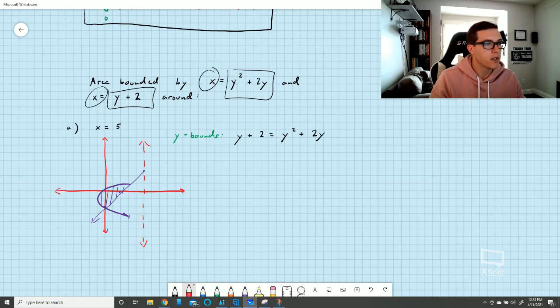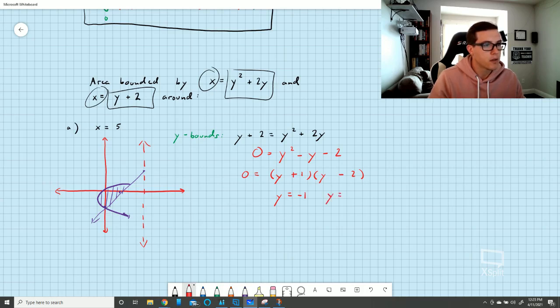So get everything to one side. So I'm going to subtract the y over, subtract the 2 over. y squared minus y minus 2. Then you have to solve this. I think we can solve it by factoring. So minus 2 plus 1. So at y equals -1 and y equals 2.